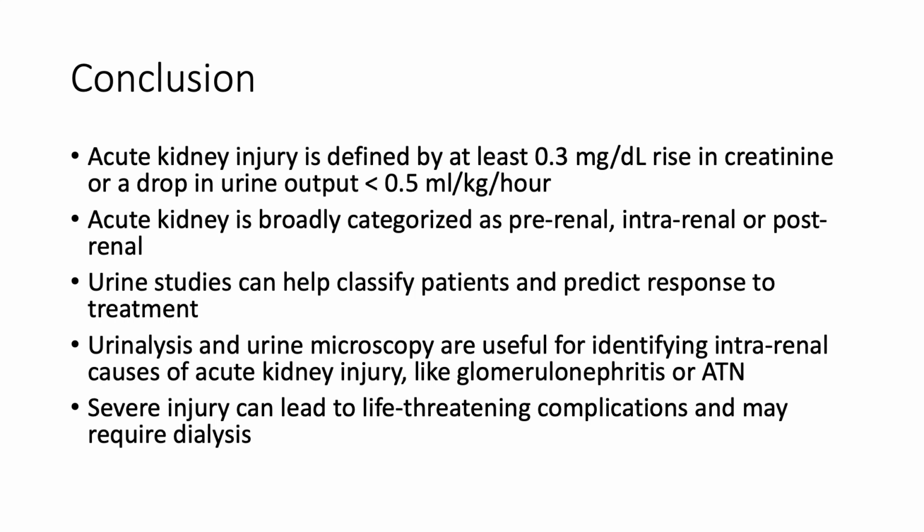All right, well, in conclusion, we talked about definitions of acute kidney injury. You should know that a rising creatinine of 0.3 milligrams per deciliter would be an acute kidney injury. We broadly categorize them into pre-renal, intrarenal, and post-renal injuries. You can use urine studies like urine osms and urine sodium to help classify patients and also predict their response to treatment. A patient with a fractional excretion of sodium less than 1% is going to respond to fluids, whereas if the fractional excretion of sodium is already over 2%, they probably have an acute tubular injury, and giving them more fluids probably isn't going to help.